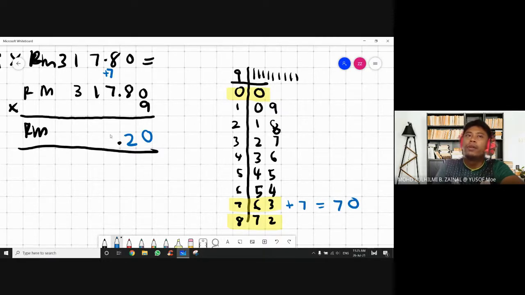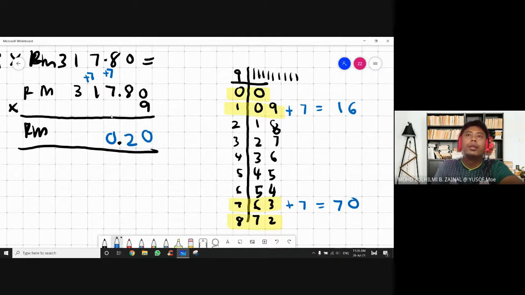So bring down 7. Then another 7 here. Letak plus. So 1 times 9. Mana 1 times 9? Here. 1 times 9, answer should be 9. Jangan ambil 0, 9 je. 0 tu saja je cikgu letak. So letak plus 7. Kenapa? Because ada 7 here. So 9 plus 7. Bukan 97, 9 plus 7.